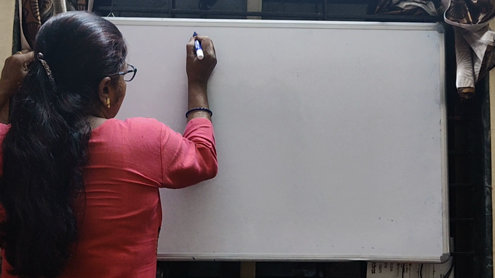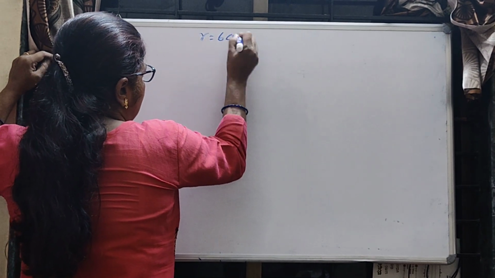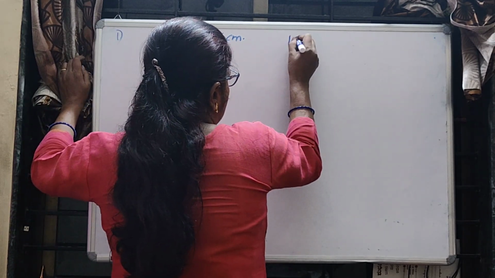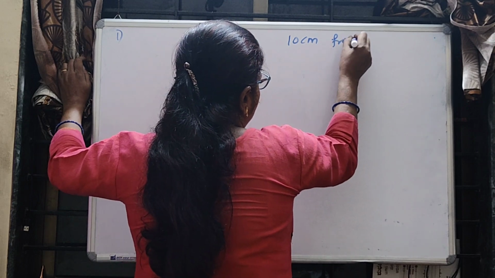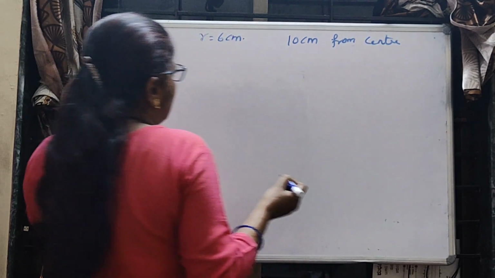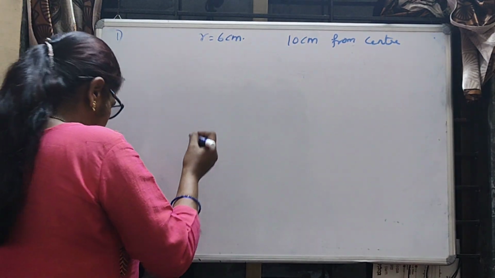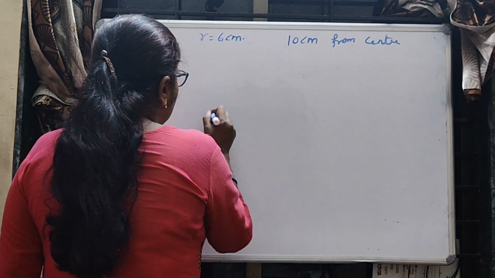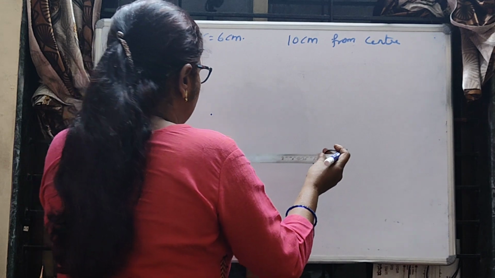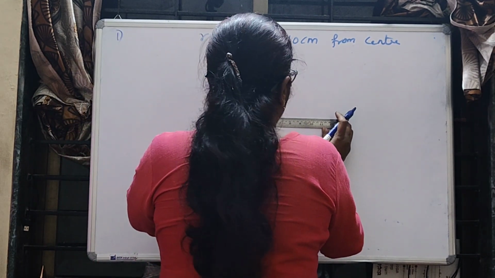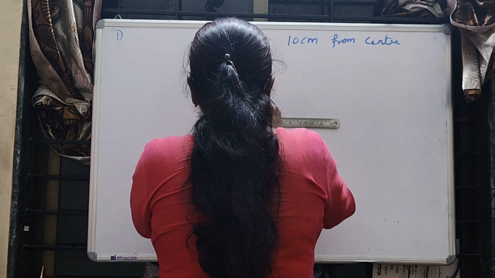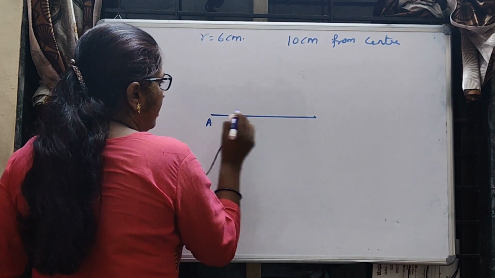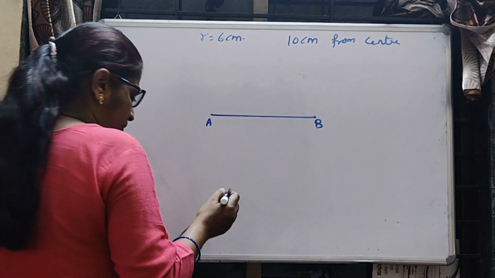First, you have to draw a circle of radius 6 centimeters and draw a tangent from a point which is 10 centimeters away from the center. Either you can draw the circle first or the 10 centimeters first. First we'll mark a point, I can take it as O or A. Draw a 10 centimeter line to an external point. This is A, and this is B, the external point I am considering now.